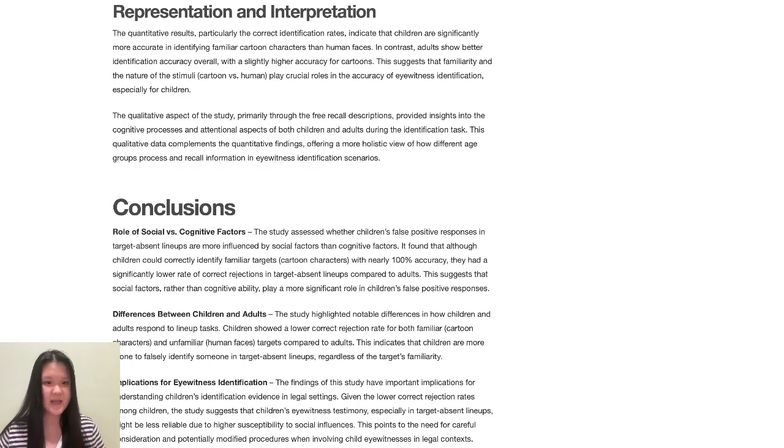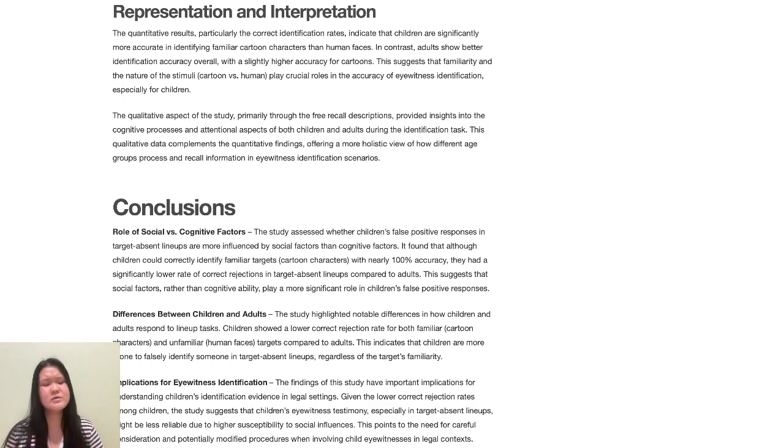And for the qualitative aspect of this study, it gave us insights into cognitive processes and attentional aspects of both children and adults. So the qualitative data actually complements the quantitative findings. This helps us to have a more holistic view of how different age groups process and recall information in ID scenarios.